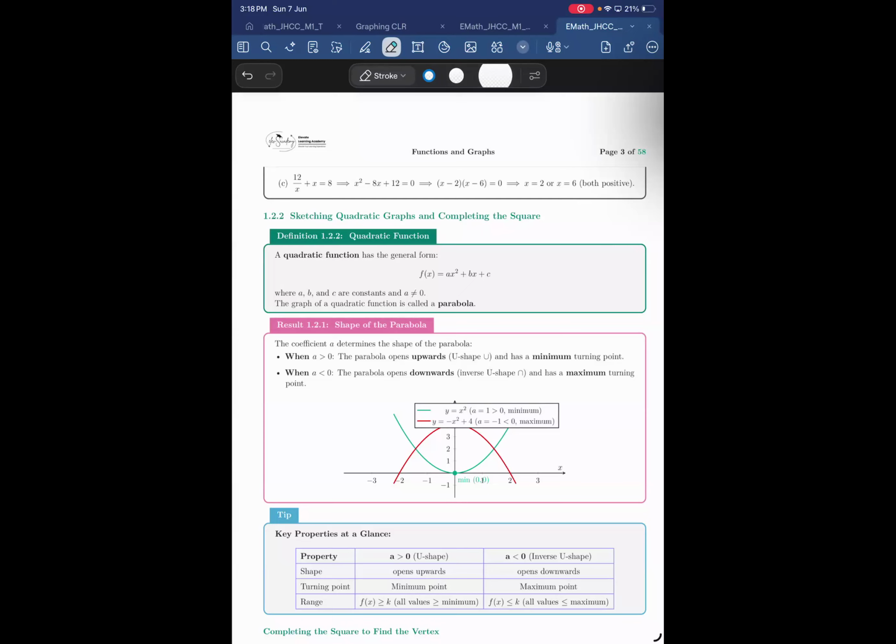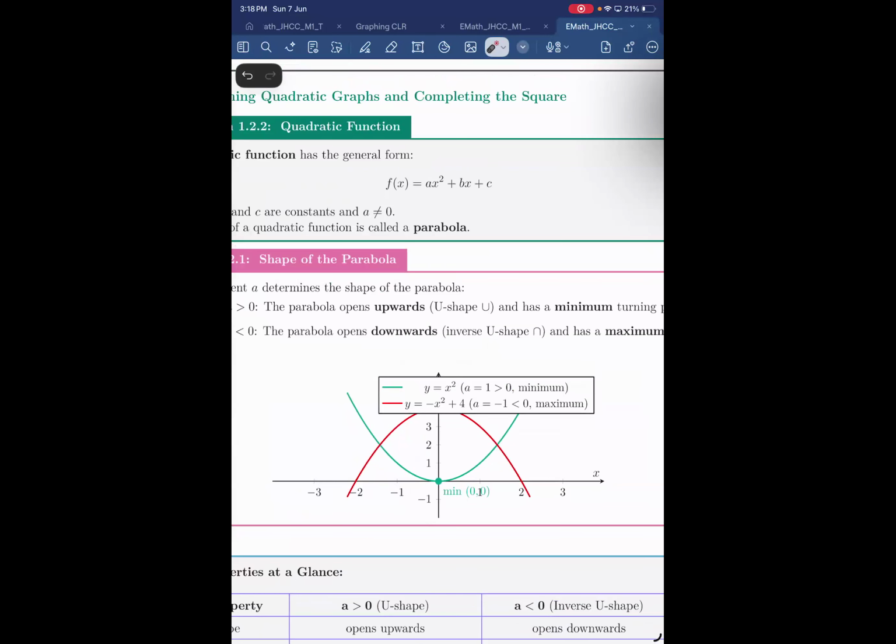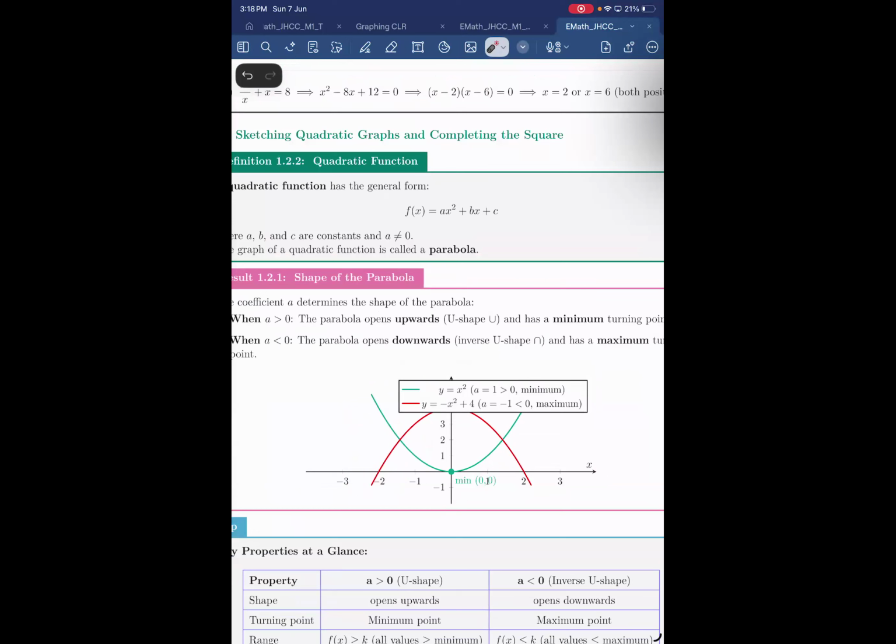And this a, which is called the coefficient of x squared, coefficient meaning the number in front, tells you whether it is a U shape or inverse U shape. If a is more than 0, for example the green graph here, where a equals 1, it will have a U-shaped graph and has a minimum turning point. The alternative is when a is less than 0, then this will be an inverse U, an upside-down U, and has a maximum turning point.